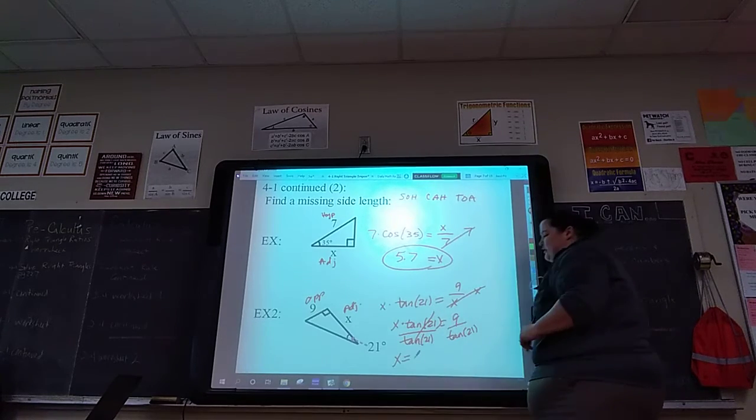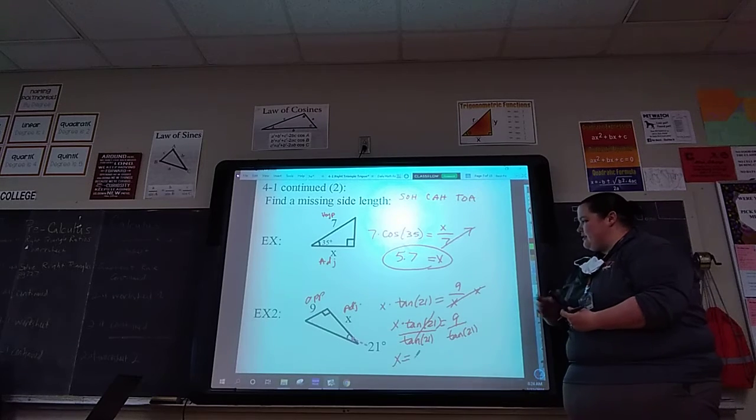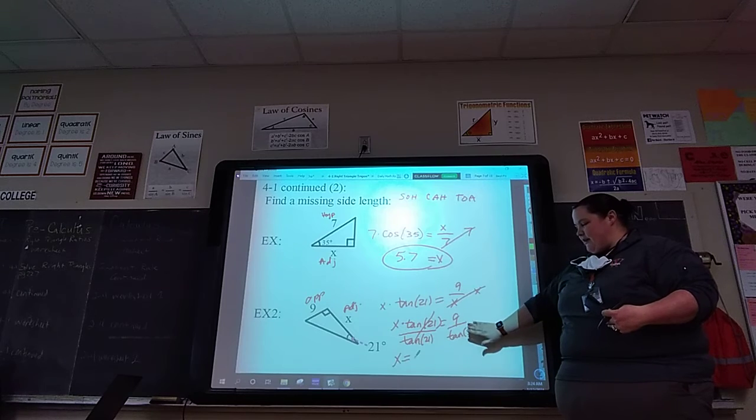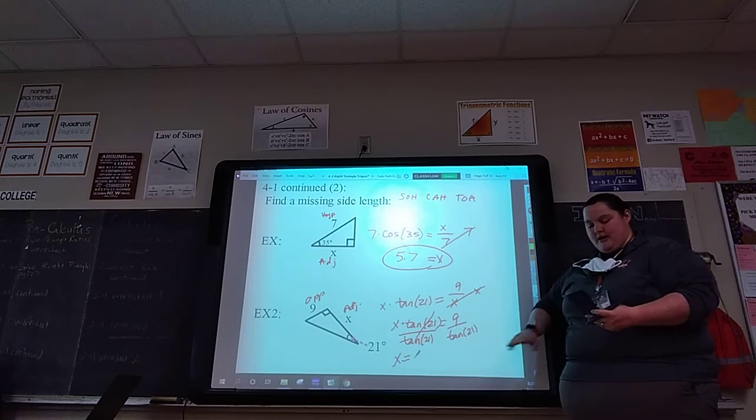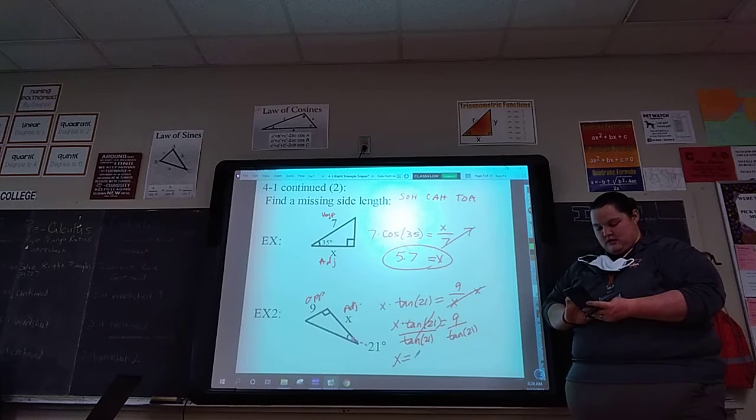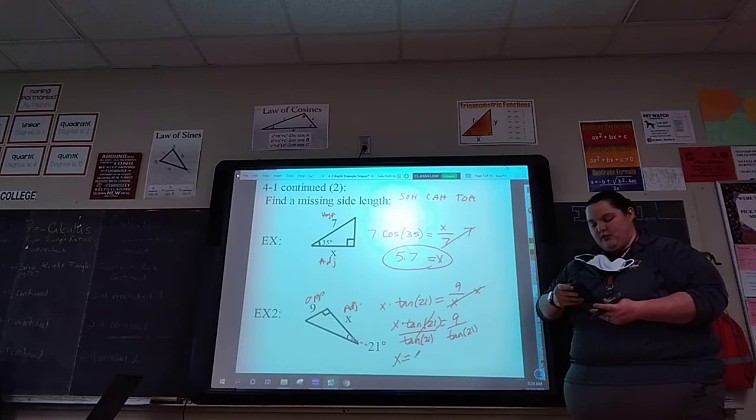So like I said, if you do this right, you should be able to type it all in at once. So instead of saying 7 times cosine like we did for the first example, in my calculator I'm just going to type 9 divided by tangent of 21, and that'll give me that side length. So it's 23.4.